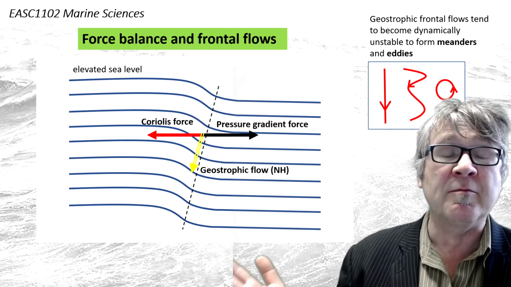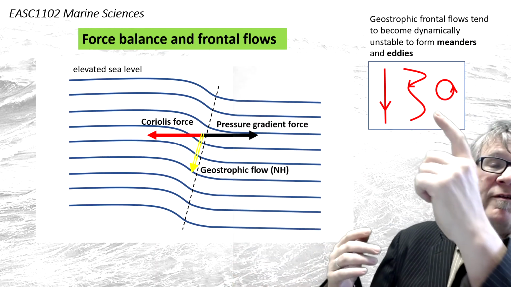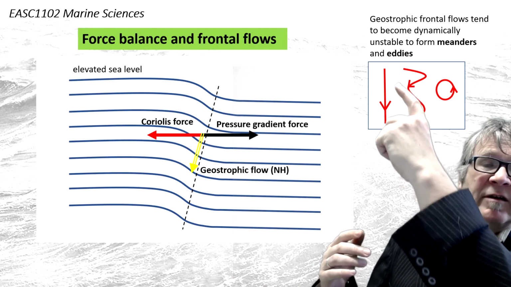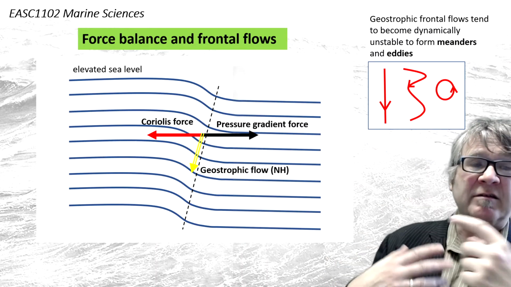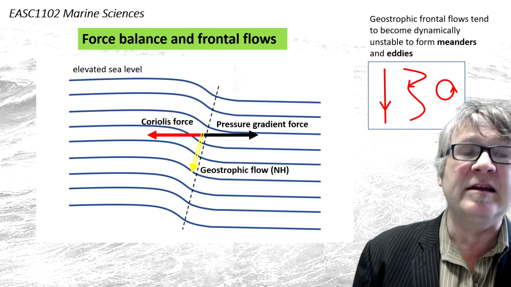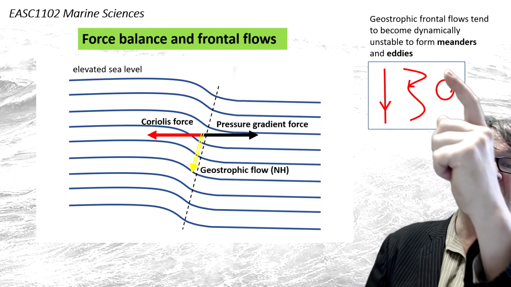As I said before, the frontal flows generally become dynamically unstable, and the first thing they produce is something that we call a meander. That's shown here over my head. A meander is just, instead of having a straight path, a sort of curved path. And then the extreme case is the formation of eddies, and eddies are circular.